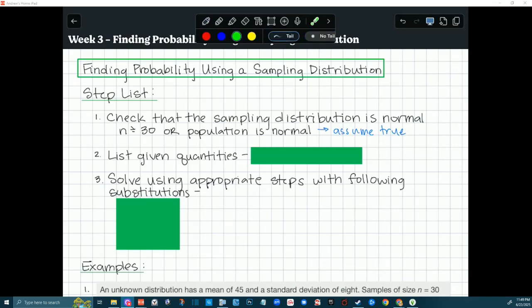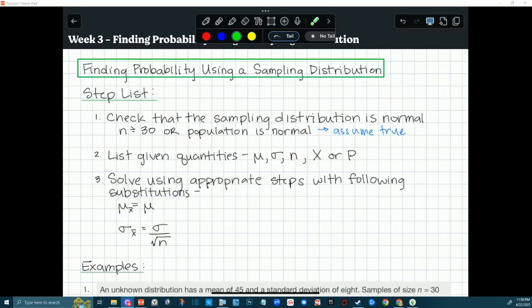Once that's given, we're going to use the same steps that we did when we were finding a probability with a normal distribution for raw data. We're going to list the quantities that were given: our mean, our standard deviation, our sample size, and either our boundary values if we're asked for probability, or our probability percentage or area if we're asked for boundary values. And we're going to solve using the appropriate steps with the following substitutions. The mean of the sampling distribution is the mean of the raw data. The standard deviation of the sampling distribution is the standard deviation of the population divided by the square root of n.